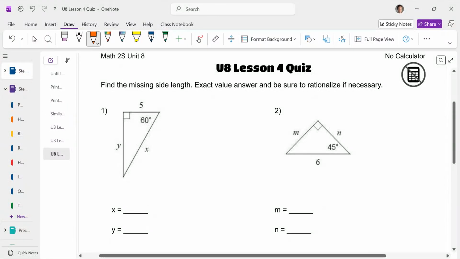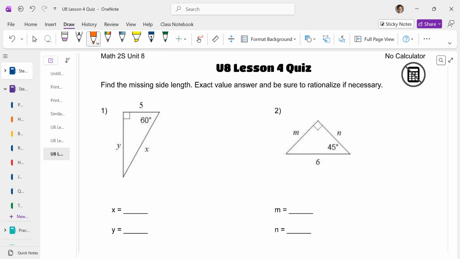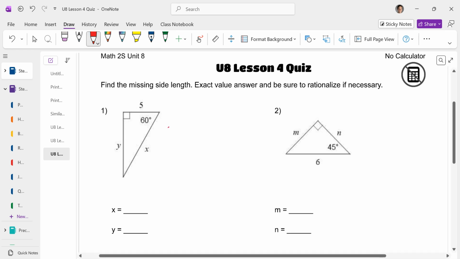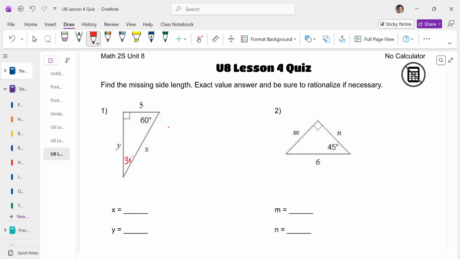All right, let's talk about this Unit 8, Lesson 4 quiz. So first couple questions here, we'll do 1 and 2 together. We know 60 degrees. We know this top side here, which is the short leg, is 5. And because that's 60 degrees, we know this other angle is going to be 30 degrees. So we can treat this like a 30, 60, 90.